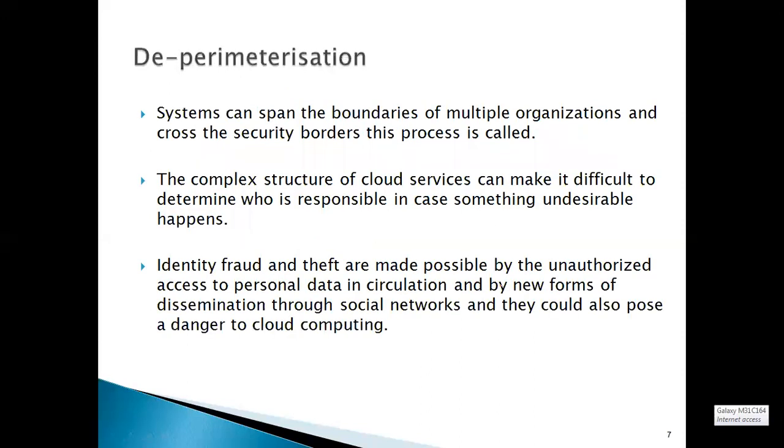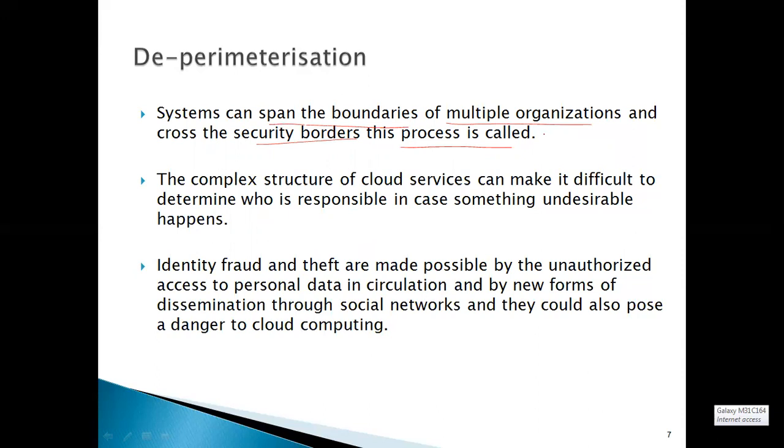Move on to next, de-perimeterization. We'll see what we mean by de-perimeterization. Here the system can span the boundaries of multiple organizations and cross the security borders. This process is called de-perimeterization. I'll repeat once again. Systems can span the boundaries of multiple organizations and cross the security borders.